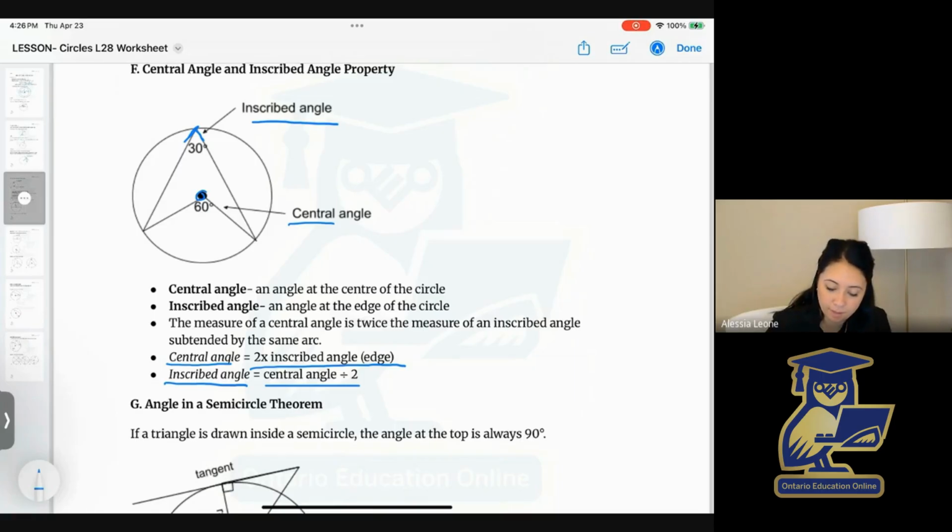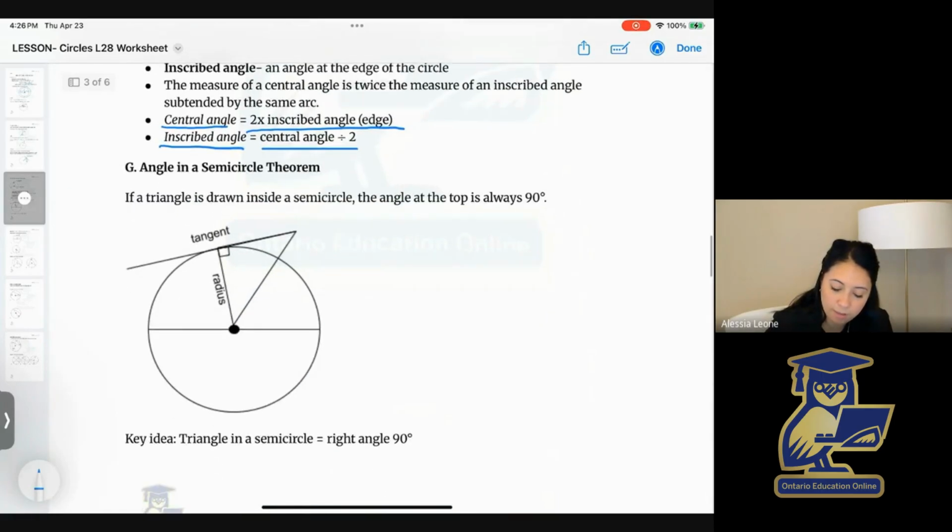And now here, angles in a semicircle. If a triangle is drawn inside this semicircle at the top, there will always be a 90 degrees right here. A key idea: the triangle in a semicircle will always have a right angle. So it will always be a right triangle.